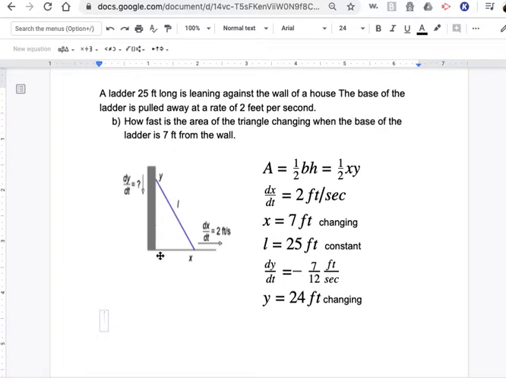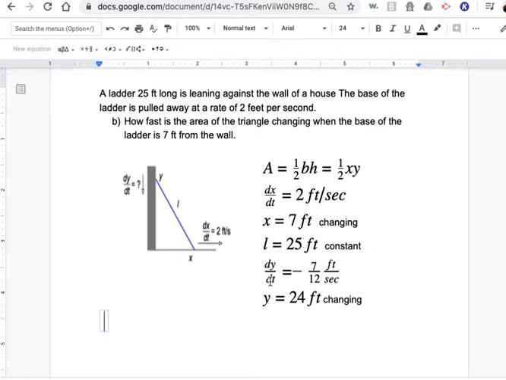So again, still the right triangle, and we're talking about the area of the triangle inside. The area of a triangle is equal to 1/2 base times height, or in our case, we could define it as 1/2 x times y. The rate of change of x is still 2 feet per second. We're still dealing with the ladder 7 feet from the base of the wall. We still have a length of 25 feet, that's constant.